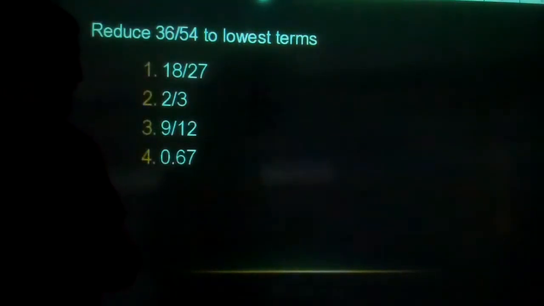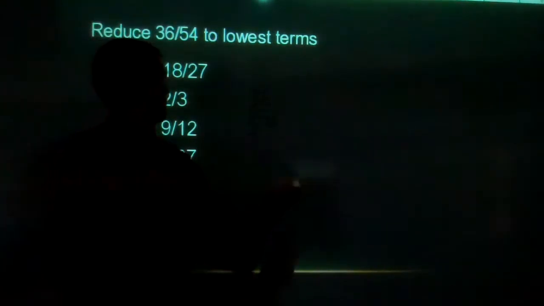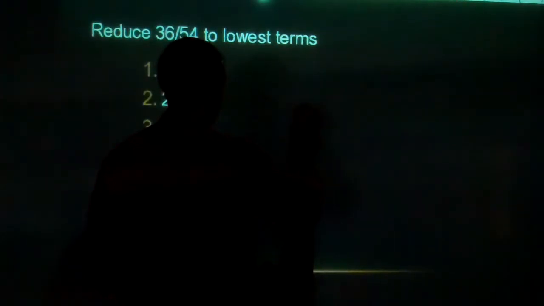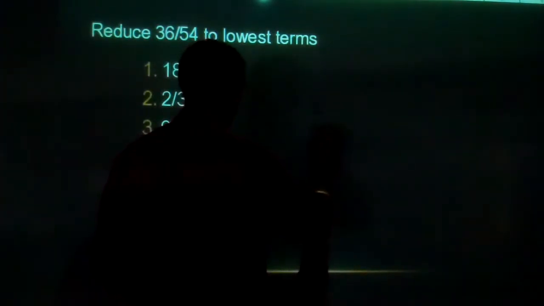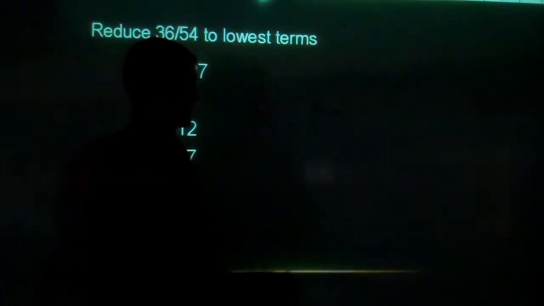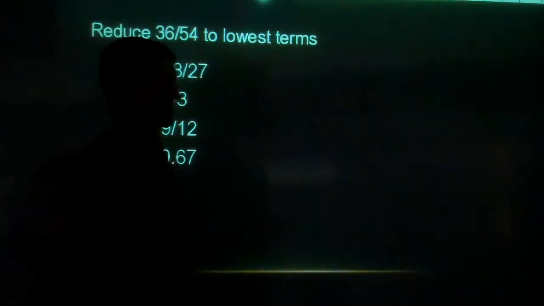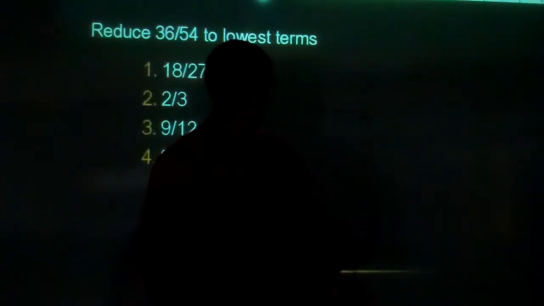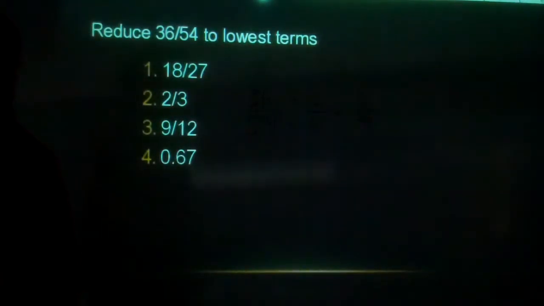But for me, I'm going to say, okay, I know that 6 goes into both of these. So we're going to divide by 6 over 6. And we will get 36 divided by 6 is 6. 54 divided by 6 is 9. Now I check that, and it's definitely a lot smaller.